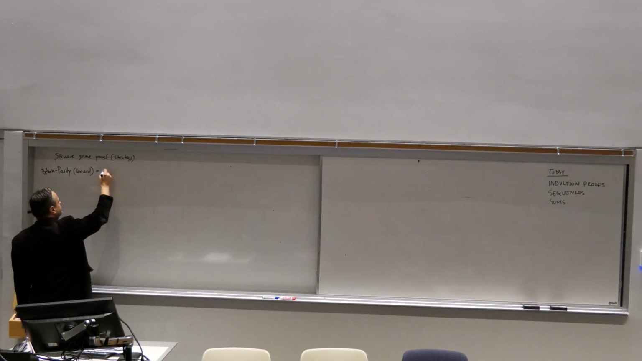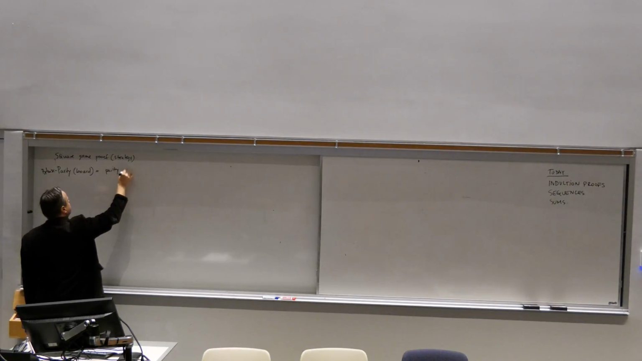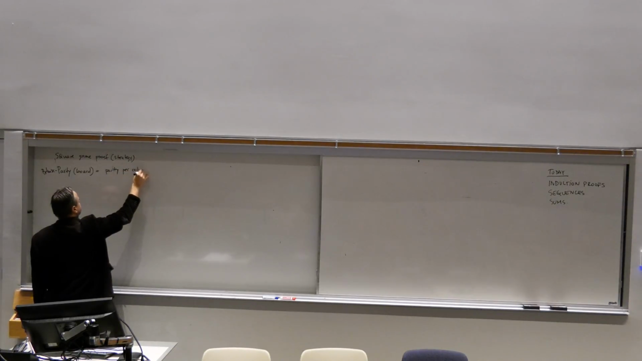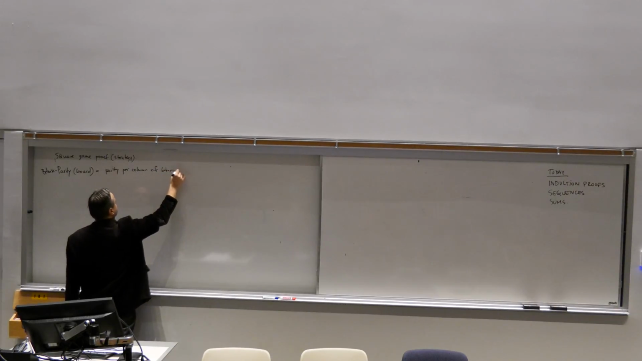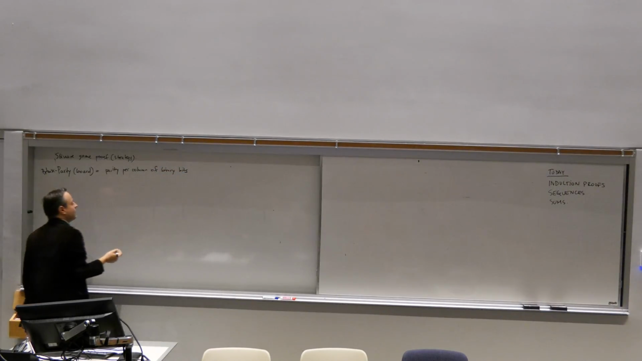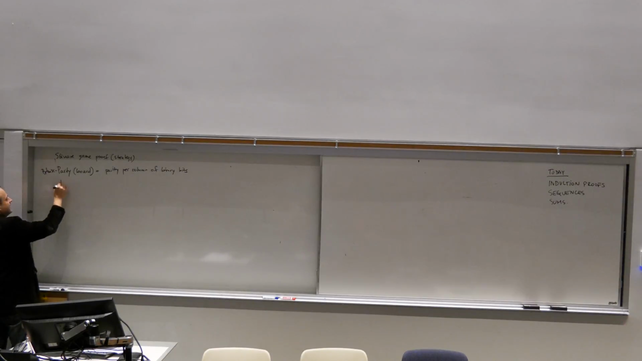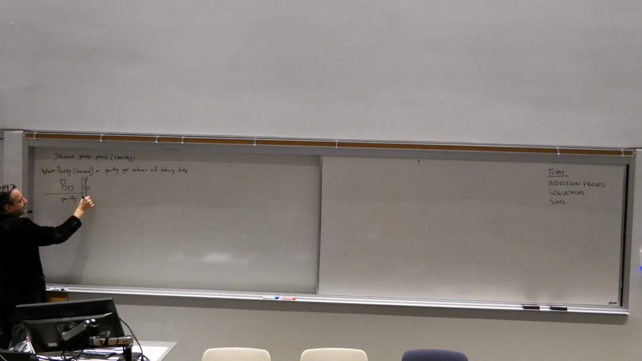That is the parity per column of binary bits. So what I mean is, if I have this board, what is the parity? This is 1, right? I'm transforming the counts into binary. 2 is 1, 0. So the parity is just looking at this column, looking at this column.